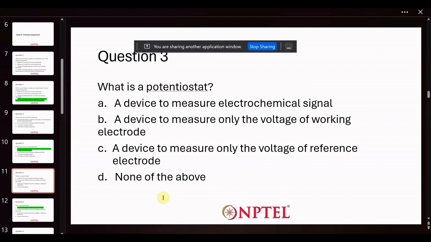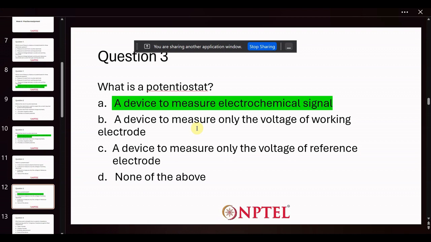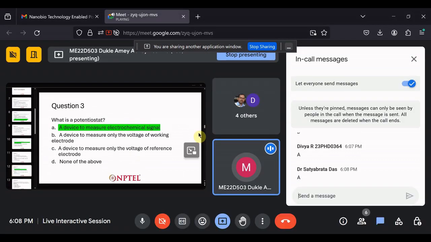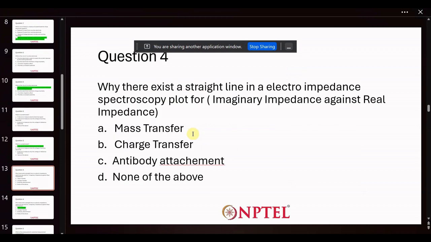So it's a very simple question. It is basically used to measure the electrochemical signal. We discussed what the potentiostat does in the first question, so I think this is a given. This is a very simple question, which anyone can answer. So moving to the next question, question 4.